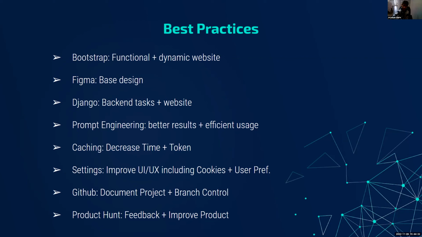And in order to get good results from GPT-3, we use prompt engineering. We use caching to decrease the time of the responses and to decrease the usage of tokens. We also use GitHub to document our project and to collaborate, whenever we want to push our code to GitHub to see each other's code. And then we also use Product Hunt to get feedback for our product and improve our product from users.